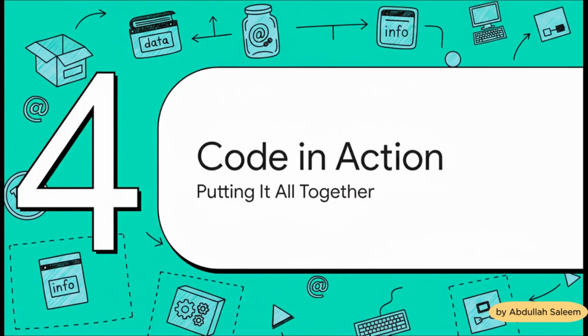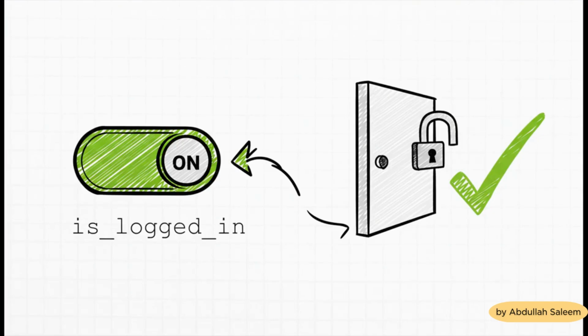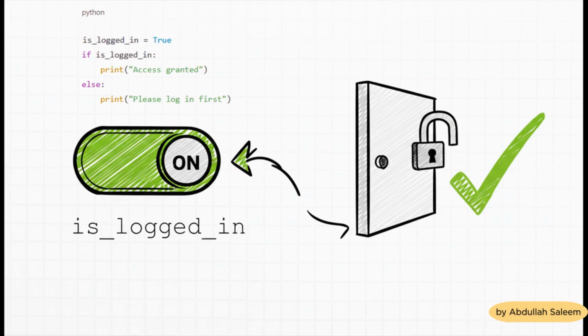All right, the theory is great and all, but let's see how these pieces, our variables, their scope, and their data types, actually fit together and work in real code. Here we go. We've got a Boolean variable called isLoggedIn, and we flipped its switch to true. The program then checks that switch. Since it's on, it goes ahead and prints access granted. It's a simple on-off switch that can control what your program does next.